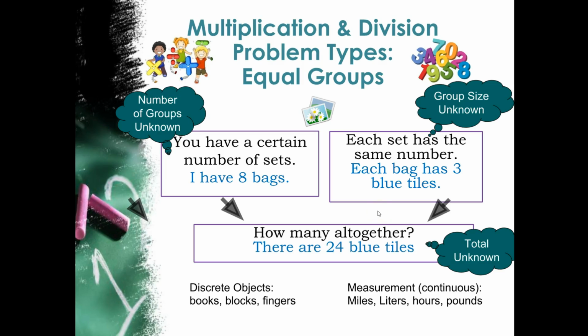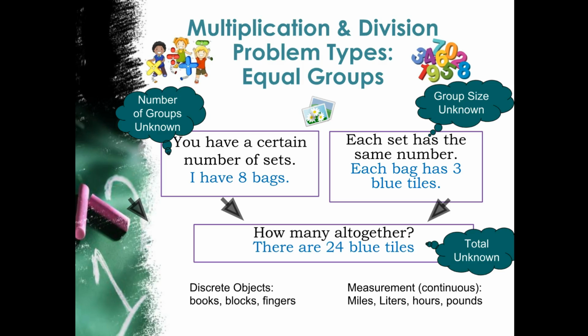Total unknown. I have 8 bags. Each bag has 3 blue tiles. How many blue tiles do I have? Group size unknown. I have 8 bags. Each bag has the same number of blue tiles. I have 24 blue tiles. How many tiles are in each bag? Number of groups unknown. I have some bags. Each bag has 3 blue tiles. I have a total of 24 blue tiles. How many bags do I have?